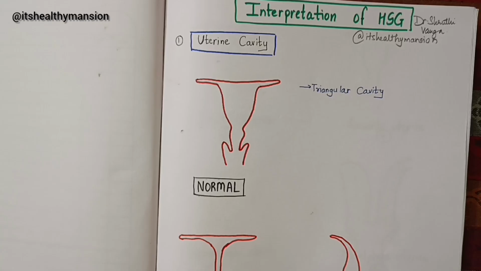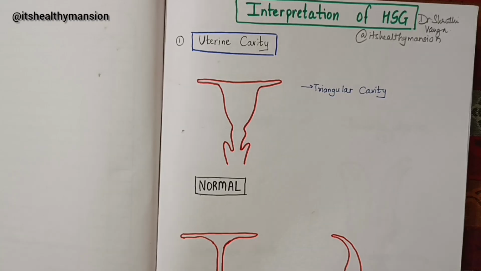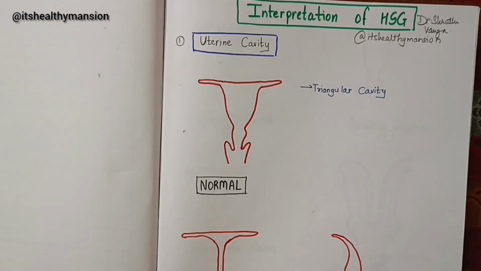So you have understood this topic. The fallopian tube abnormalities and the normal HSG film have been explained in another part 2 video.